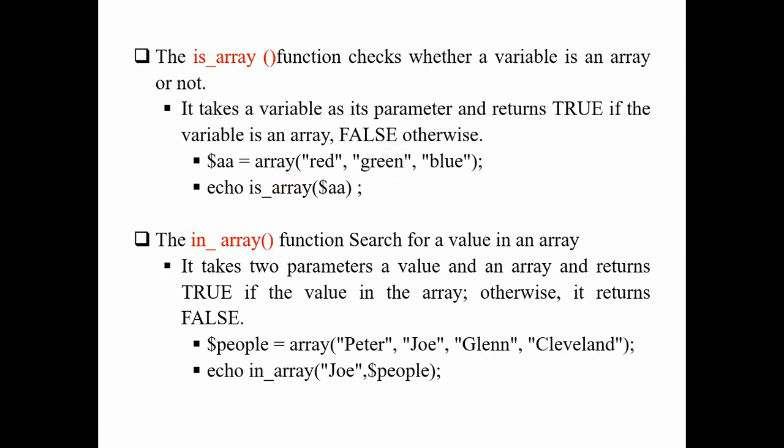Now we have the in_array function. The in_array function is used to search for a value in an array. Of course it takes two parameters. So here we have an example. You can see that this is my array. Within that array I am going to check whether the particular element "joy" is present. If it is there, of course it will give a true value. I can execute this particular code.